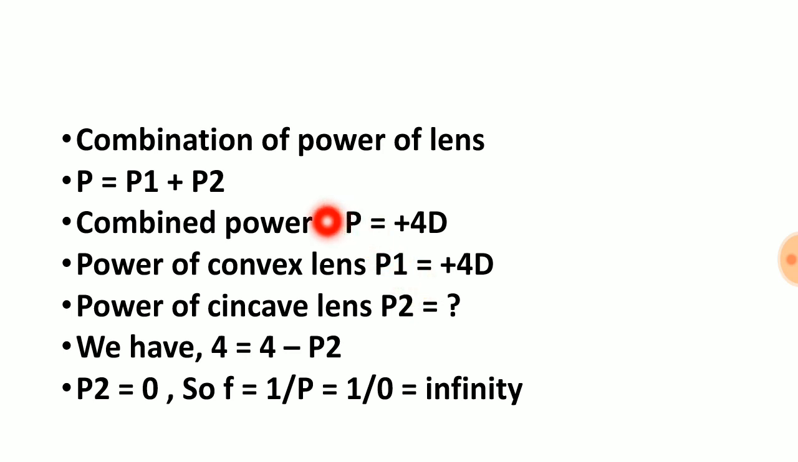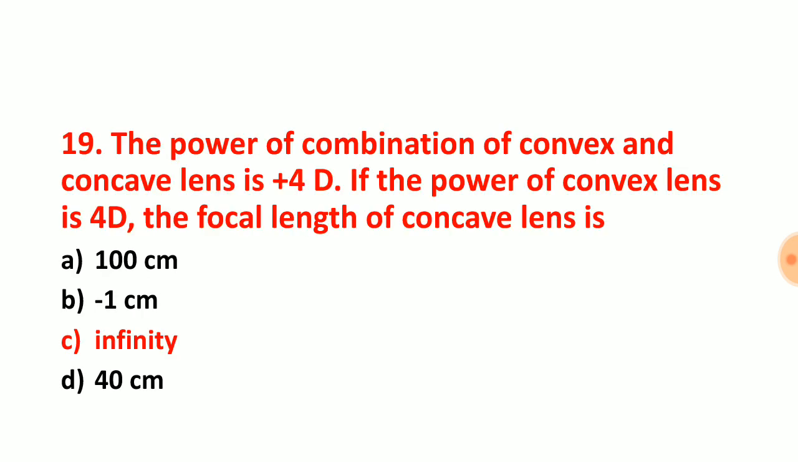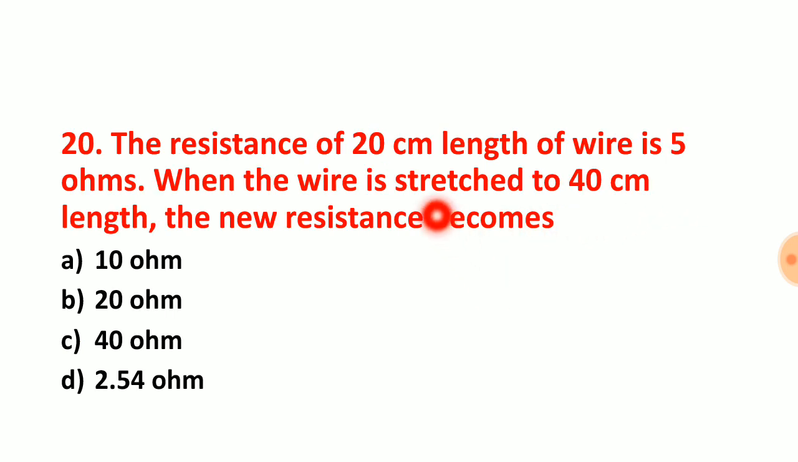So our formula is P is equal to P1 plus P2. Here the final result and one of these are the same. So on solving this, P is equal to P1 plus P2, we will get P2 is equal to 0. P2 is equal to 0 means focal length will be 1 by P, that will be infinity. So infinity is in option choice C, that is the correct answer. Combination is plus 4 and the convex is 4. So P2 will be 0, and the focal length will be infinity.